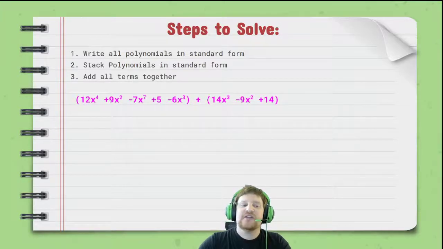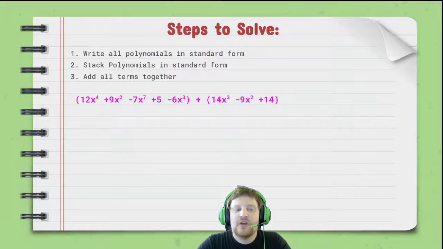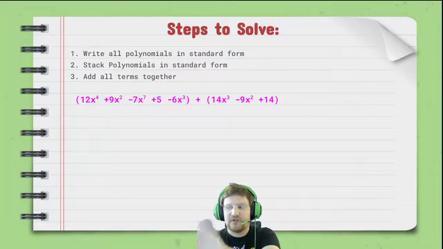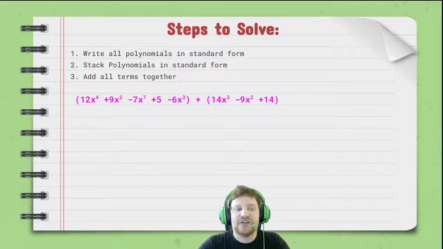So, here's an example. Taking a look at the polynomial on the left, what is the largest degree that you see? Yeah, you have that x to the 7th power there. And the monomial that goes with it is negative 7x to the 7th power. So that needs to move all the way over to the left and be the first thing that we see. That's the first step to getting the polynomial written in standard form.